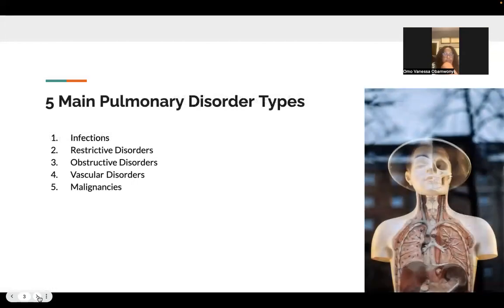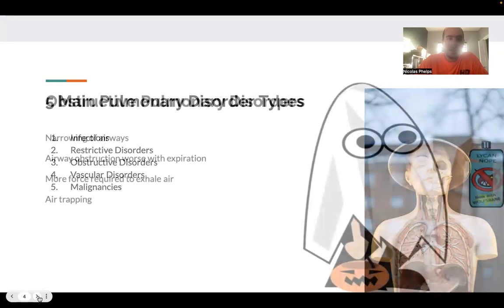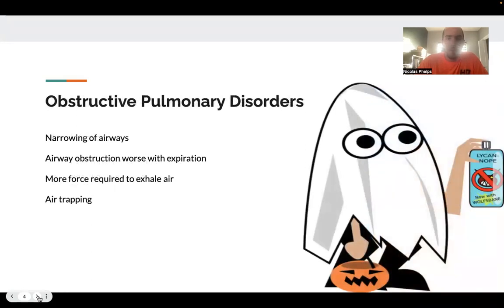The 5 main pulmonary disorder types are infections, restrictive disorders, obstructive disorders, vascular disorders, and malignancies. Obstructive pulmonary disease is where the lungs have difficulty getting air and carbon dioxide out, especially on forced expiration. It involves chronic inflammation of the airways and can be characterized by air trapping, or the inability to get air out of the lungs.